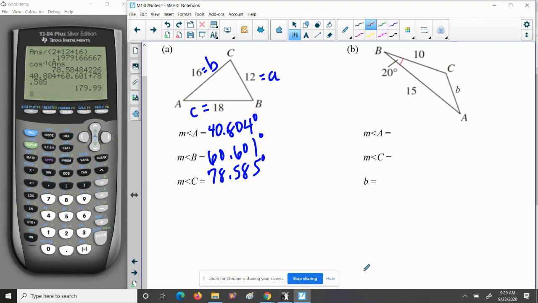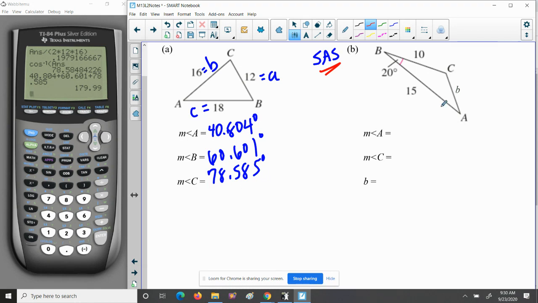This time we are not given 3 sides. This time we have 2 sides and the included angle. So we have side, angle, side. So we're still using law of cosines, but this one's a little bit different because we have a side to solve for this time.